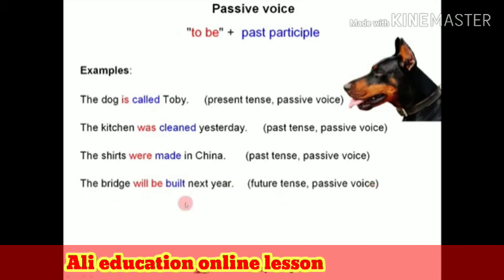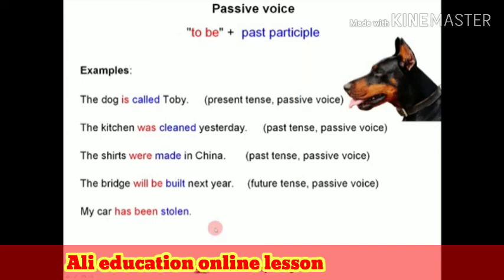So the meaning of this is, yes, someone will build the bridge next year. But the someone isn't important, so we use the passive voice. The subject isn't important. So the bridge will be built next year. So yes, the verb to be plus the past participle gives us the passive voice. Okay?